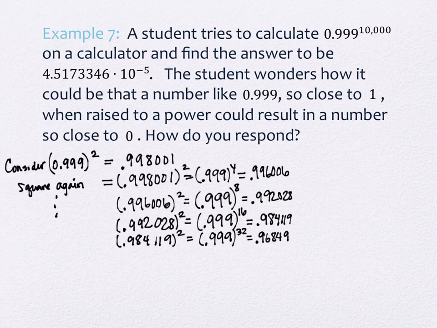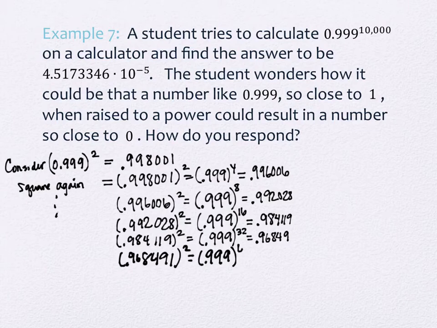Okay, trying to give myself more space. We'll see what happens when it goes to writing again this time. All right, so we're going to take that and we're going to square it again. So I have my 968,491 squared. So what is that new power that I've really raised it to at this point? 64.